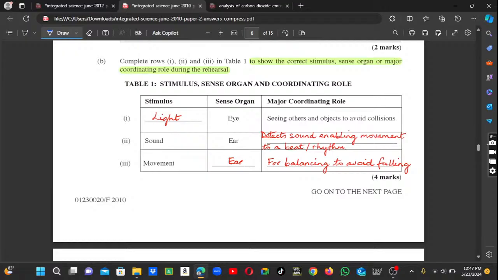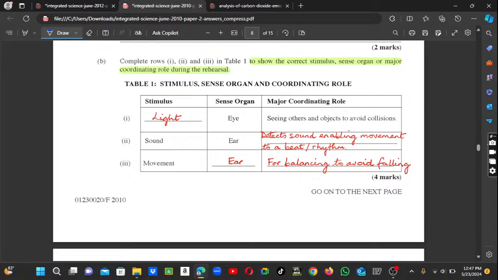So here we're talking about stimulus. The stimulus would be light. Now we are talking about the sense organ. The sense organ would be the eye and all of those. But here we are talking about stimulus. The stimulus would be sound, movements and all of those.